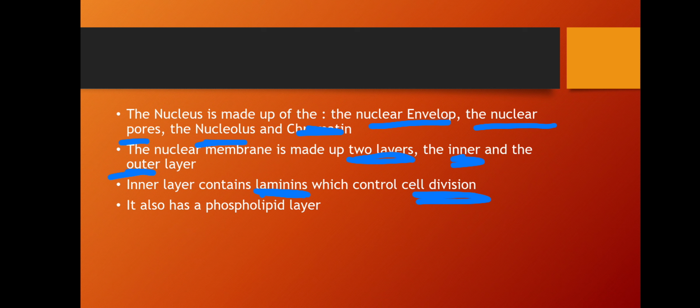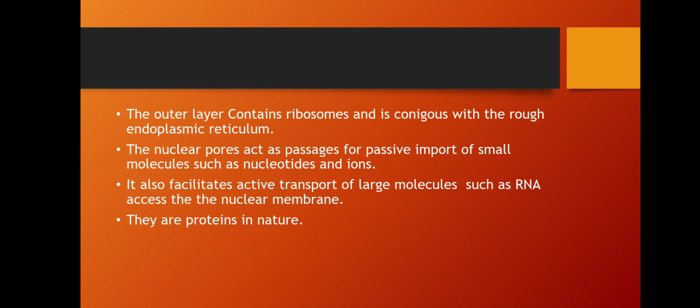Then it also has a phospholipid layer. Then the outer layer contains what? Ribosomes, and it is continuous or contiguous with the what? The rough endoplasmic reticulum. That is what the outer layer has. It has got ribosomes, and it is continuous with the rough endoplasmic reticulum.